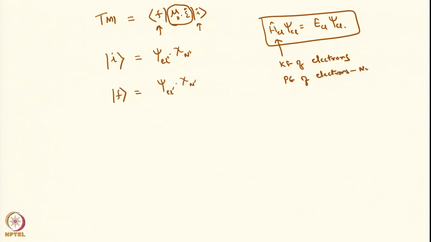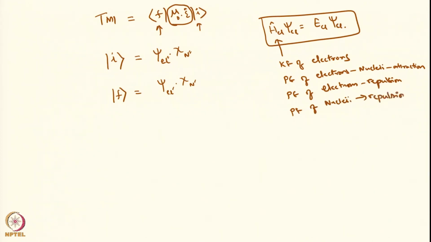Ke of electrons and nuclei, and Pe of electrons, repulsion, either this is attraction, and Pe of nuclei, this is repulsion. Okay. Now, so this is the H electronic, that you have to use different techniques, you have to do quantum chemistry to solve that, but in this course we will assume that we know that.